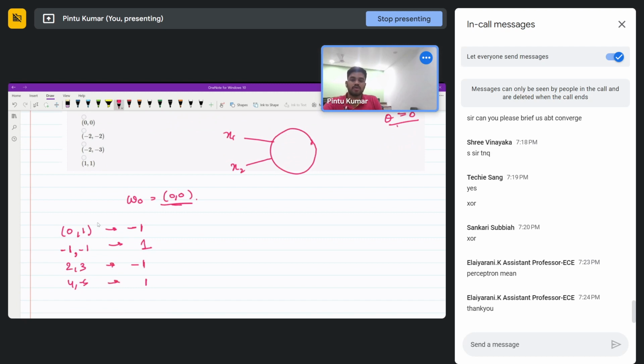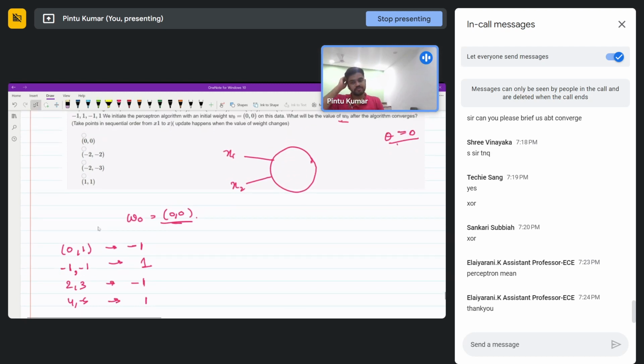So let's see, my W naught is 0, 0. What is my W transpose x1? W transpose x1 is 0 times 0 plus 0 times 1. This is 0, which is greater than or equal to 0. So this point is from the negative class, this is a negative point, and we are predicting that it is greater than or equal to 0. So we are making an error. What should we do in this situation?